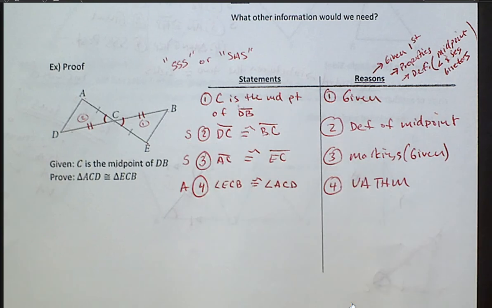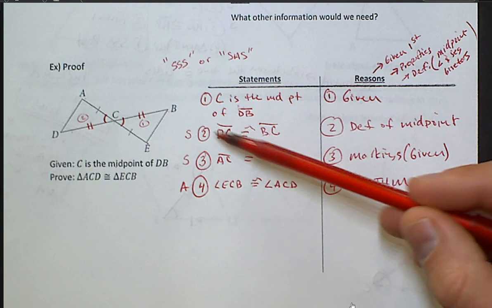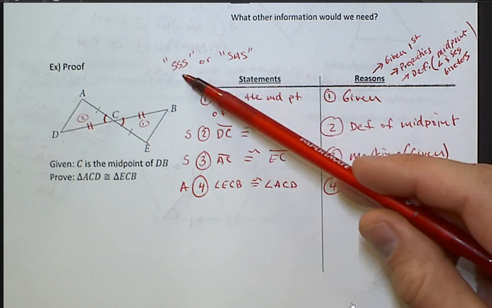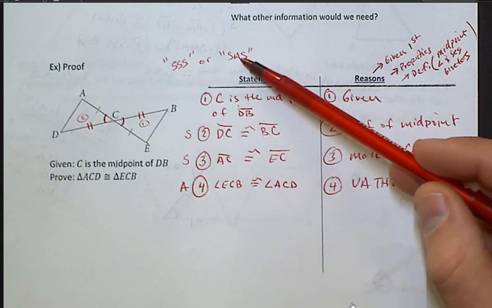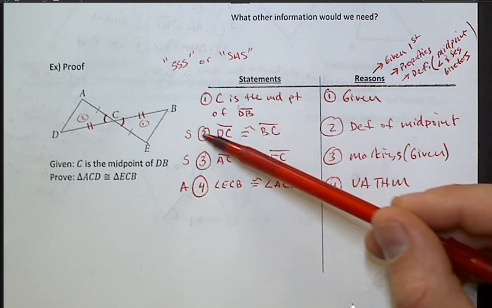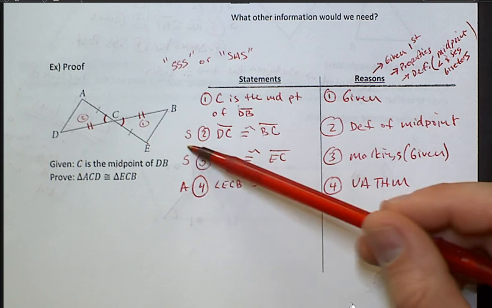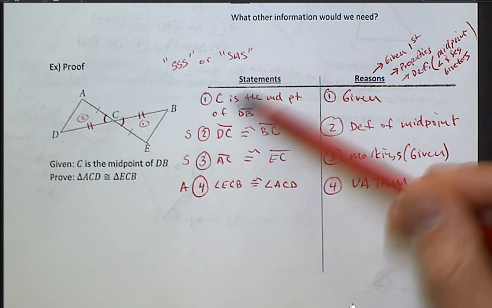Now, obviously, if you look at my statements, they are not in the order of SAS. We only have two shortcuts today, SSS and SAS. I'm done. My proof is over. And it doesn't matter the order. I am 100% correct here. You don't have to put this A in the middle here. The order of these does not matter. You just have to have them listed.